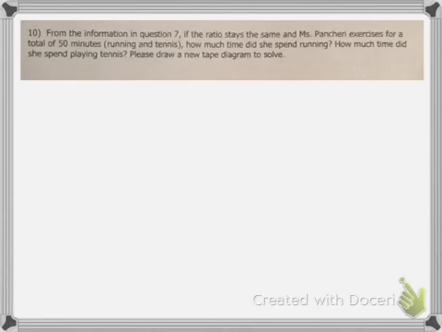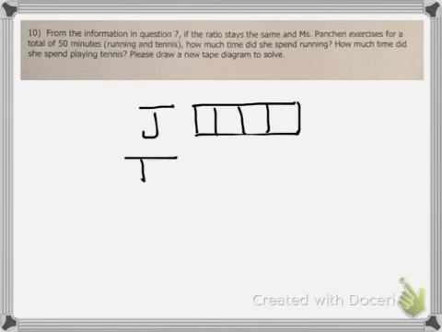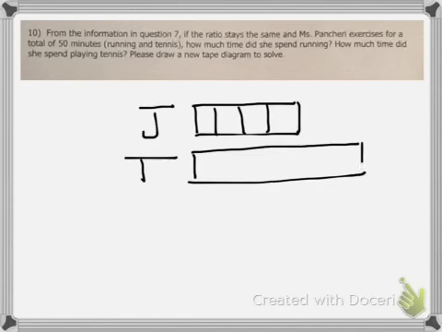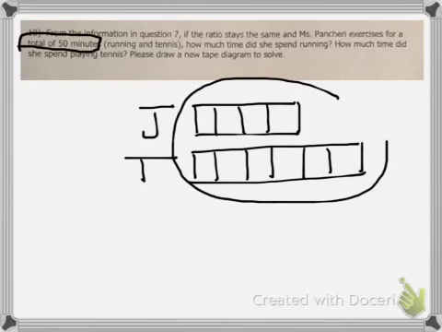And the last question, number 10, again, we're working with the same ratio of jogging to tennis. Jogging is 4 boxes, and tennis is 6 boxes. And now our keywords are, if the ratio stays the same and Miss Pancheri exercises for a total of 50 minutes, that's running and tennis, how much time did she spend running and how much time did she spend playing tennis? So total means I have to group it all together.